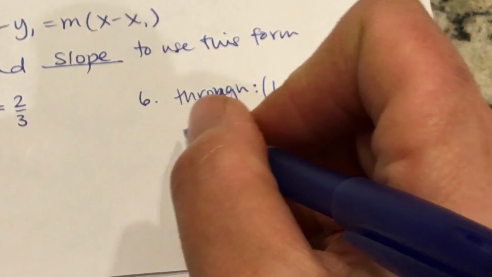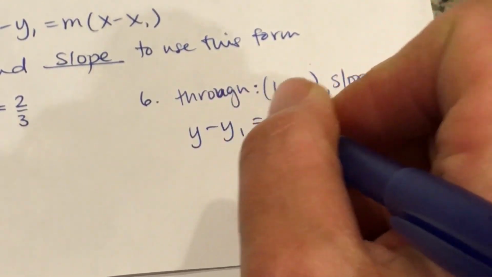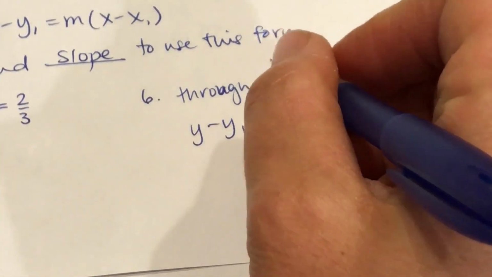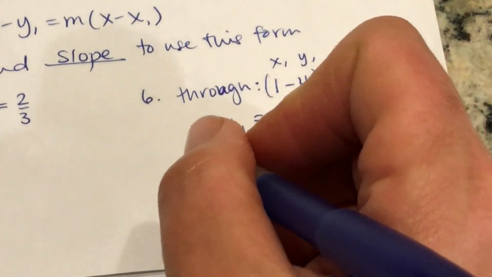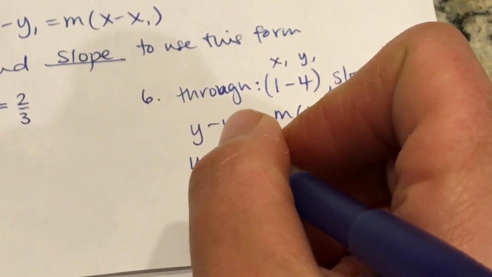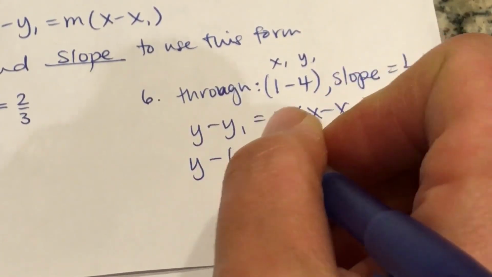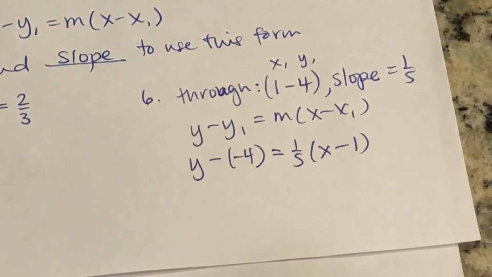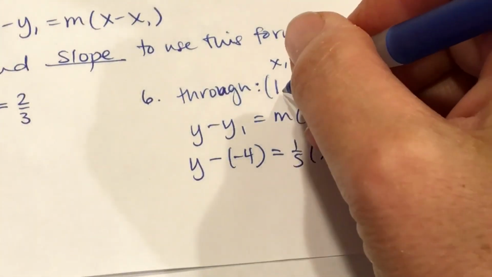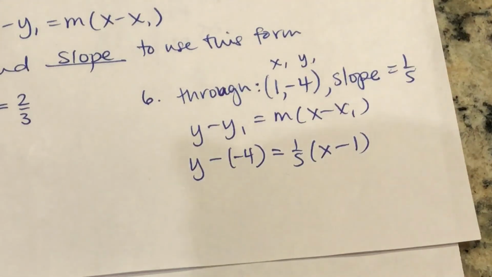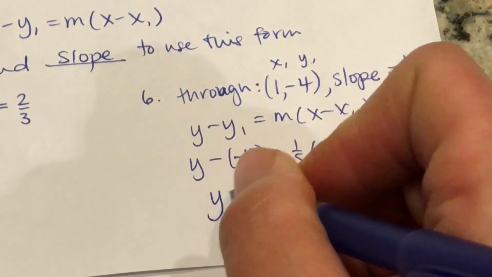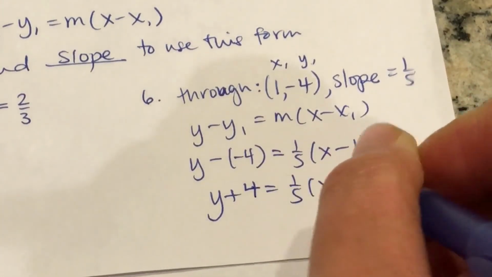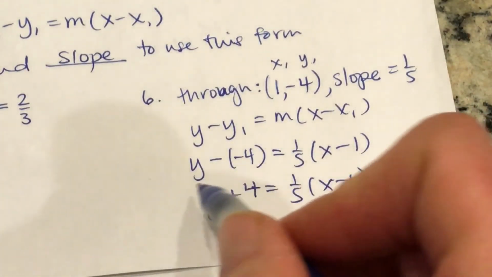And then finally, same exact thing, y minus y sub 1 equals m times x minus x sub 1. This is my x sub 1, this is my y sub 1. So I get y minus a negative 4 equals 1/5 x minus 1. Oh, that looks weird. Put a little comma in there. That was shoddy work by me, sorry. Now let's clean this up. Y plus 4 equals 1/5 x minus 1. And let's box it up.